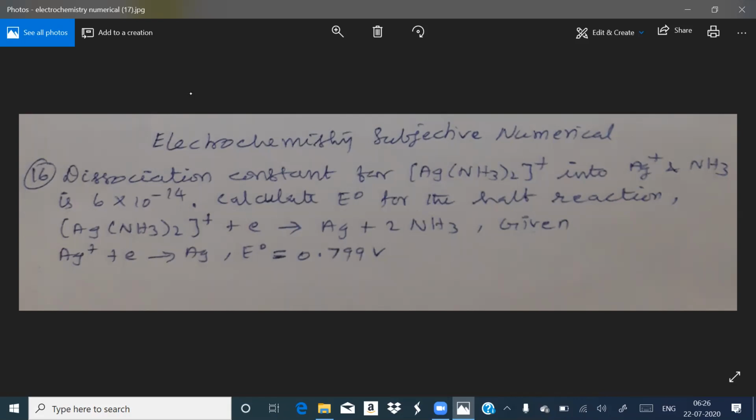By taking silver metal and electrolyte. Electrolyte is this complex. How to get this complex? By mixing silver nitrate and ammonia, we will get this complex. Okay, we got the silver electrode. It is called silver electrode. Electrolyte is here the complex.